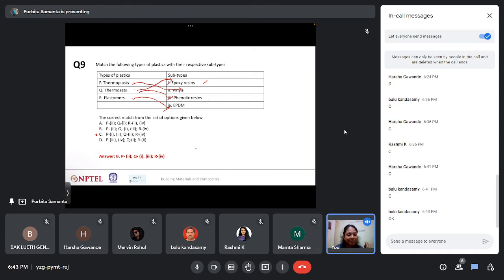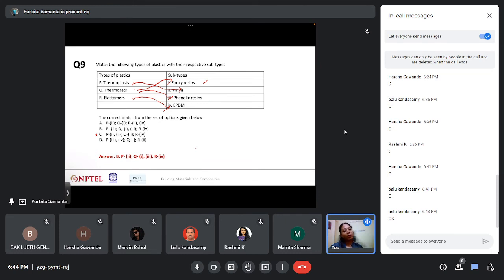So just try to remember as much as possible. I hope it's a very easy way you can remember, as at least that is how I do. So basically, when it talks about phenolic resins, or polyester resins, or epoxy resins, any resins, whenever it comes, mostly it's under the thermoset category. Apart from that, urea formaldehyde is also in the thermoset category, or melamine formaldehyde is also in the thermoset category.